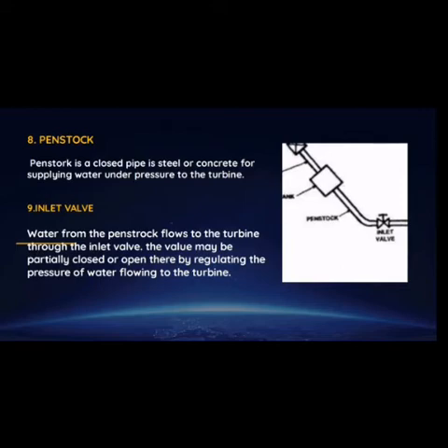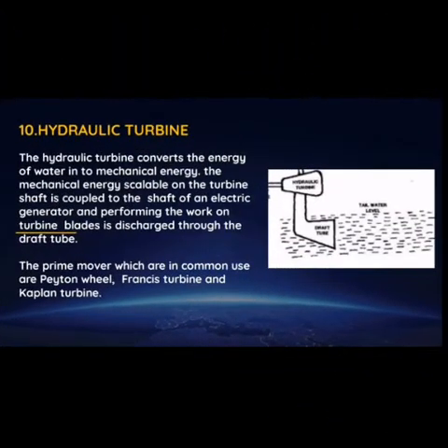So next, penstock. Penstock is a closed pipe made of steel or concrete for supplying water under pressure to the turbine. And 9, inlet valve. Water from the penstock flows to the turbine through the intake valve. The valve may be closed or opened to regulate the pressure of the flow to the turbine. And this is the penstock and this is the inlet valve.